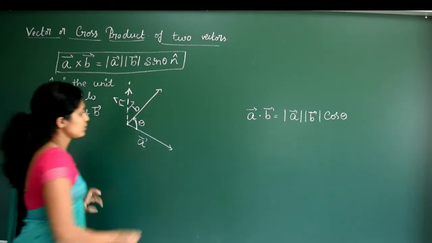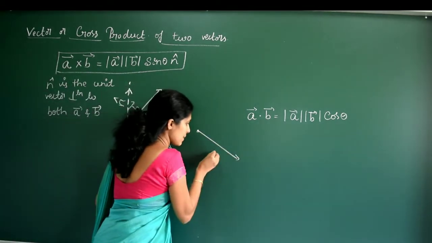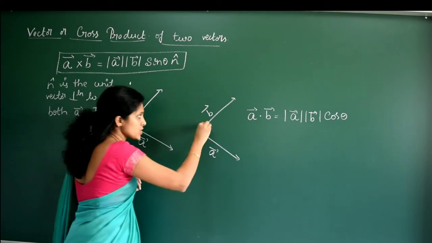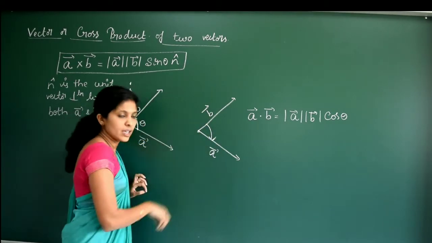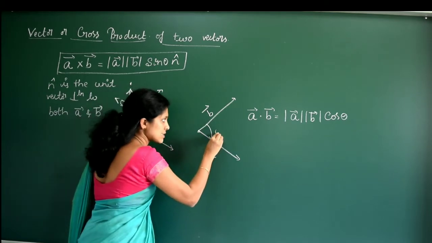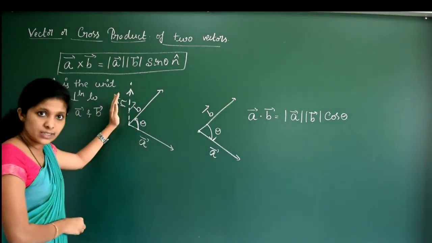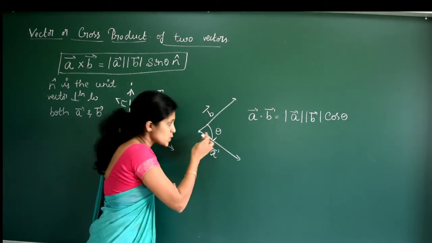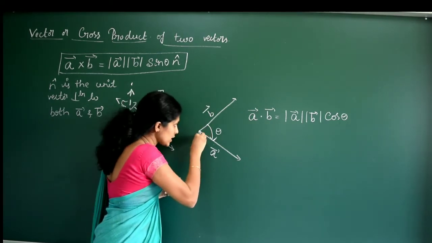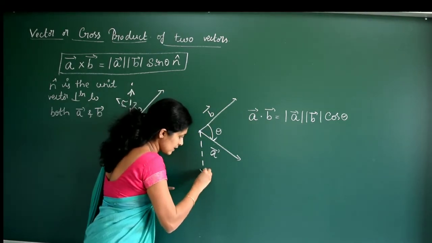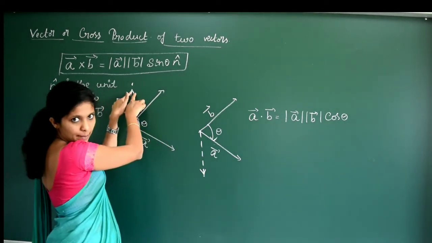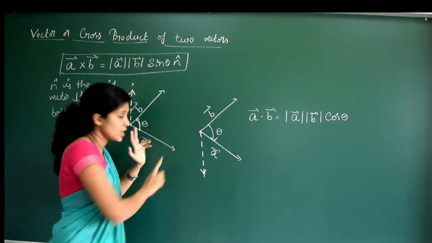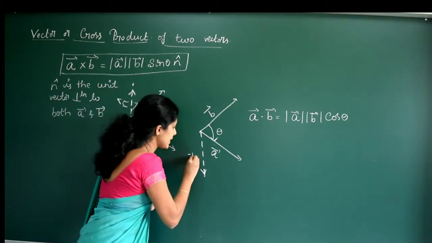One more thing, we will consider the same a vector and b vector. Now if I measure the angle from b vector to a vector, we will consider theta. Next, the unit vector, the perpendicular vector, should be in the direction of this one. So we cannot take it upwards. The unit vector will be like this. This is n cap, and this is also a unit vector. The only difference is the direction is opposite. So if this is n cap, obviously this will be minus n cap.